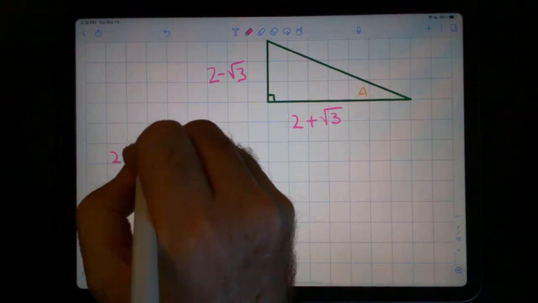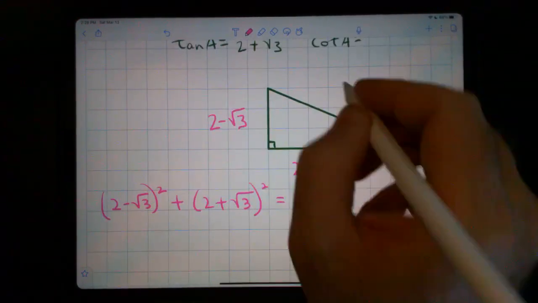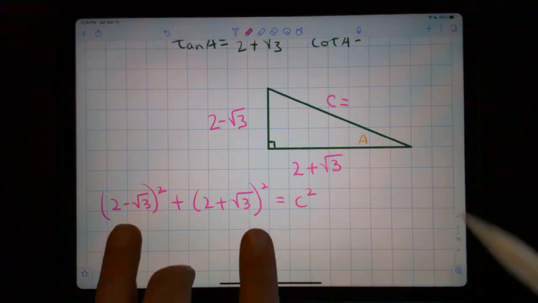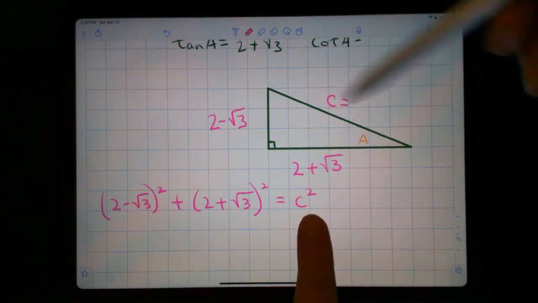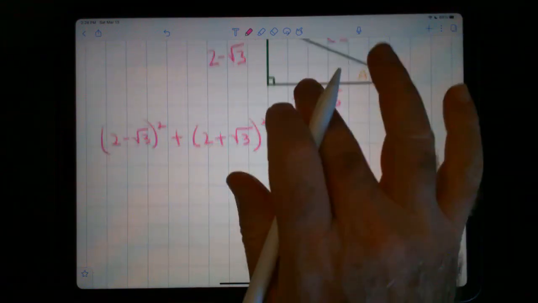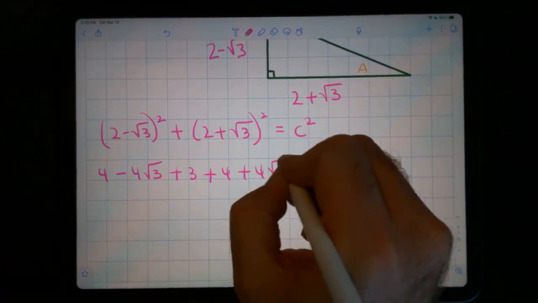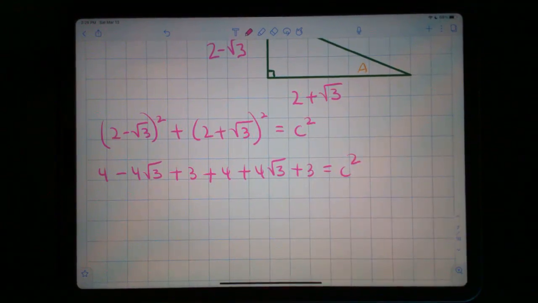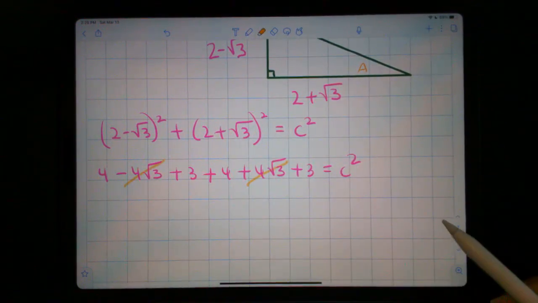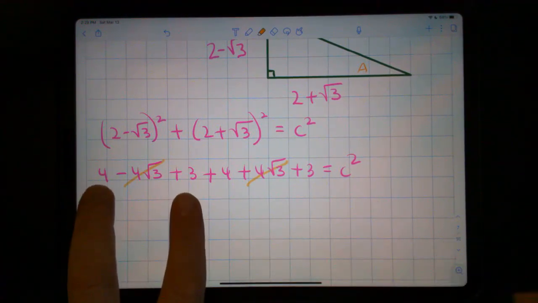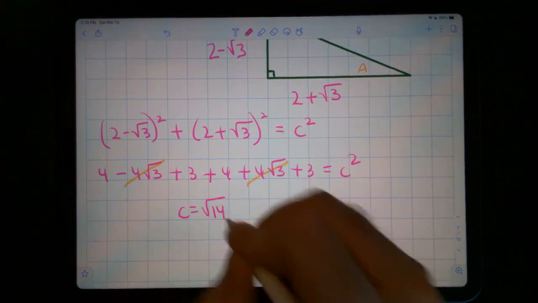So we have, if I want to call this my side length of C. Pythagorean theorem says whatever this length is, you're going to square it, plus whatever length this is, you're going to square it, is equal to whatever length this is, you're going to square it. Okay. FOIL these out. Negative 4 radical 3 plus 4 radical 3 gives you 0. So I have 4 plus 3, which is 7, plus 7, I have 14 equals C squared. This tells us that C is equal to radical 14.